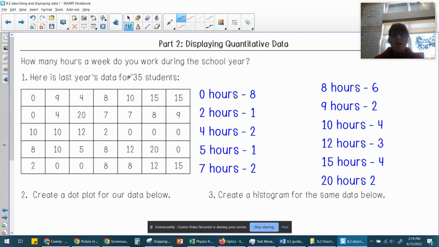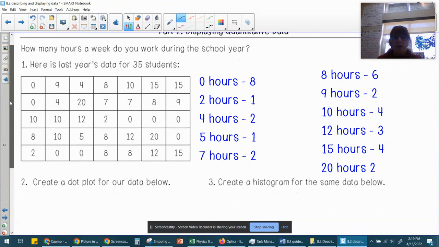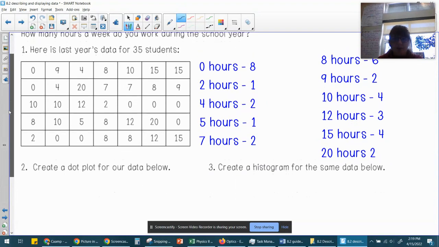All right, so that was displaying categorical data. For quantitative data, so that's numerical data, there's a couple of different ways that we can plot this. We can make a dot plot or a histogram. So here's data for how many hours a week do you work during the school year. And I just went ahead and organized it in ranking order. For 0 hours, there were 8 students, and then 1 student, and so on, just so that we can hop into this next part a little bit easier.